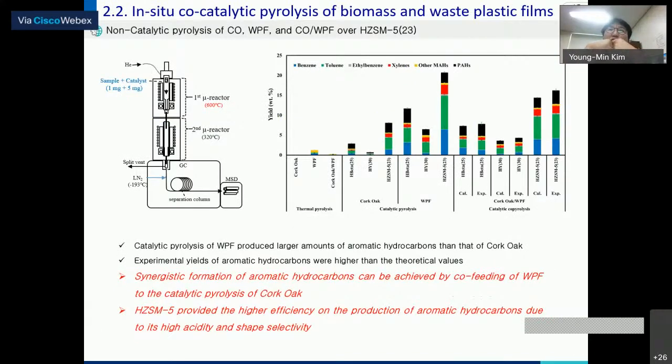If anyone wants to know the exact reaction mechanism for this kind of synergistic formation of aromatic components via catalytic co-pyrolysis, please email our staff. We will share the published paper, and you can also see the list of our publications on the Frontier Lab website.